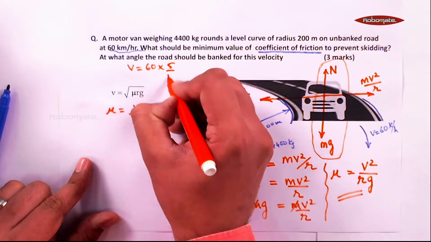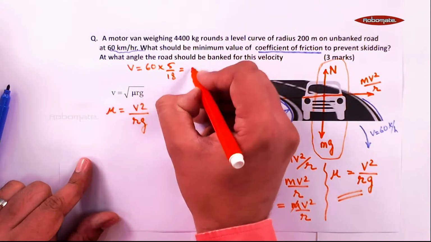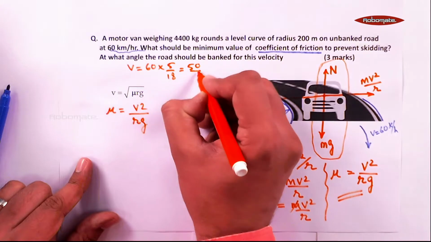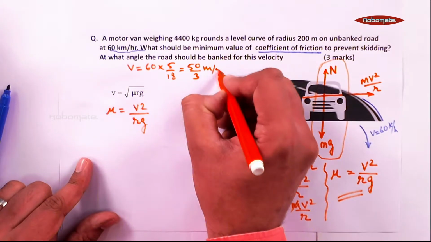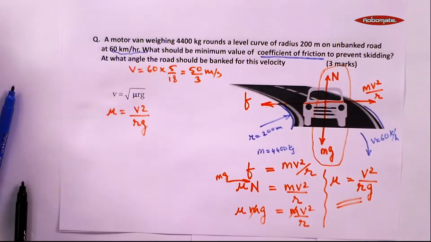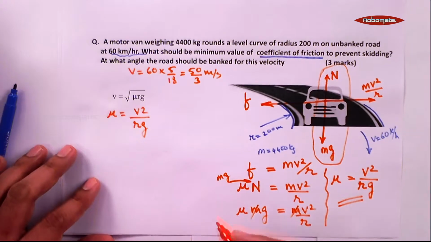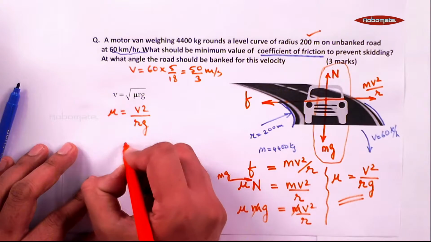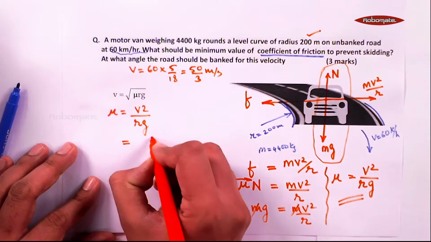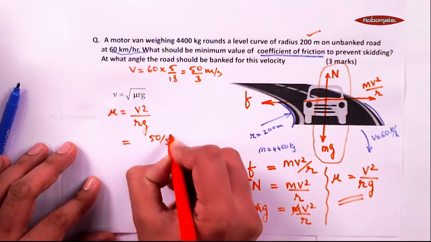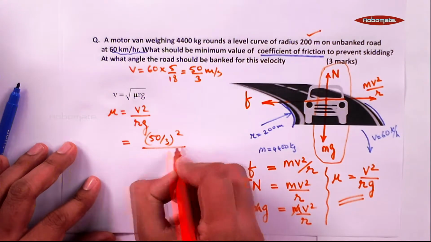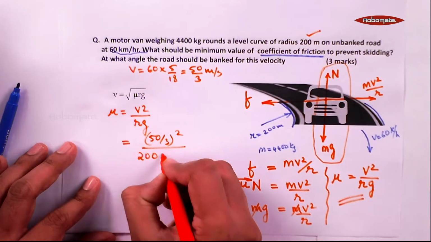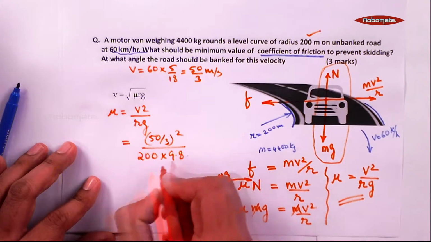So multiplying 5 by 18, I'll keep it as a ratio. It comes out to be 50 by 3 meter per second. Okay, so that is the value of velocity. Velocity is given to us as 50 by 3 meter per second, and the radius of curvature is 200. Acceleration due to gravity, I'll take it as 9.8. So it becomes 50 by 3 the whole square upon 200 into 9.8.